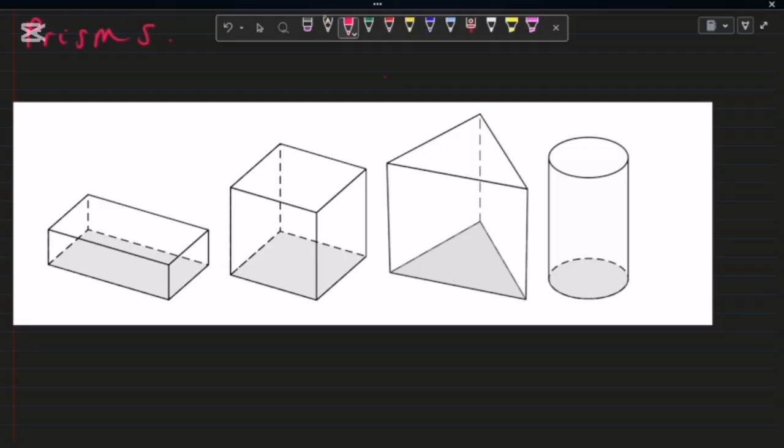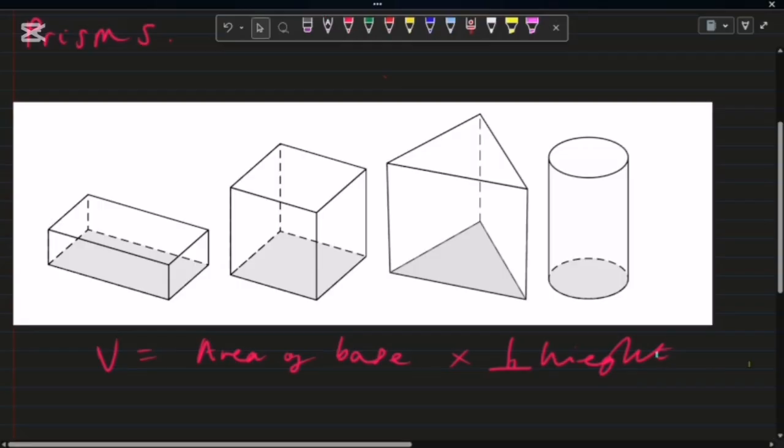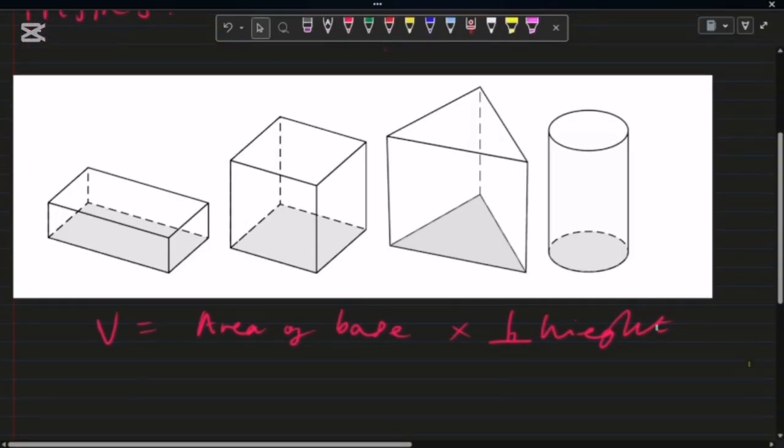Okay, so the general formula that is applicable to all prisms for volume is this one. The volume is equal to the area of the base times the perpendicular height. By perpendicular height, I mean the height that is at 90 degrees to the base, or the height that is perpendicular to the base.